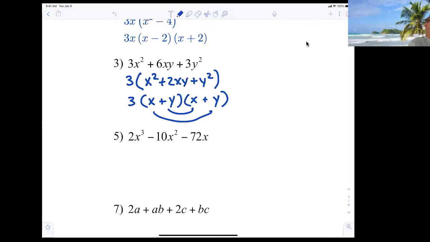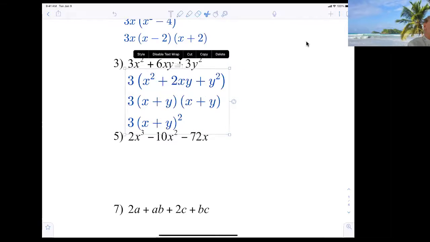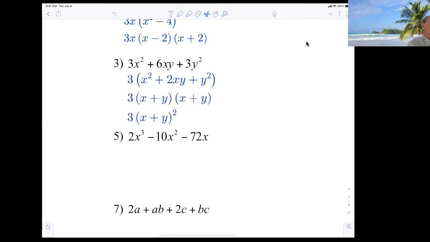All right. Now what I want to do is I want to train you now. We usually just write it as 3 times x plus y squared. That's what I want everybody to do. All right, anybody have any questions? That's perfect. Everybody good?